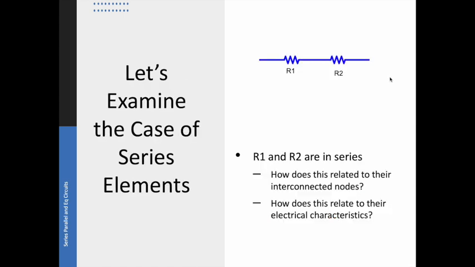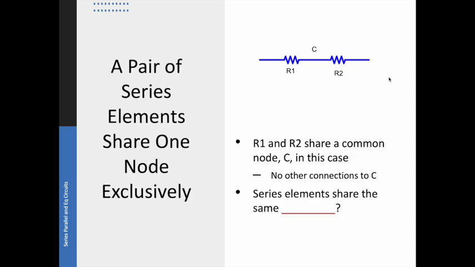Okay, how about series elements? R1, R2 in series. Let's talk about the interconnectivity involving the nodes, and how the fact that they're in series relates to their electrical characteristics. Because they're in series, R1 and R2 share a single node C, and they share it exclusively. There are no other connections to node C besides these two series resistors.